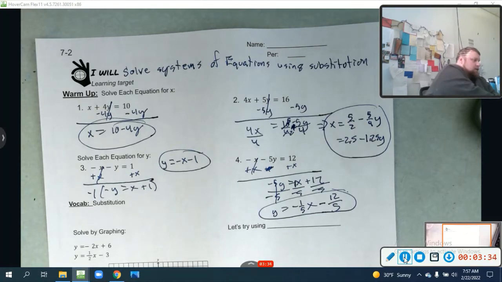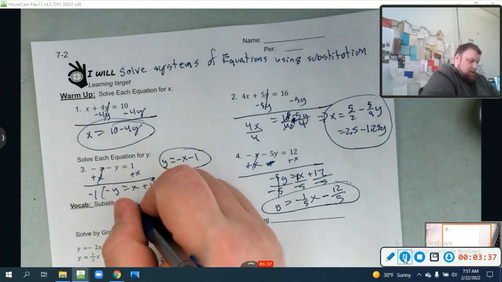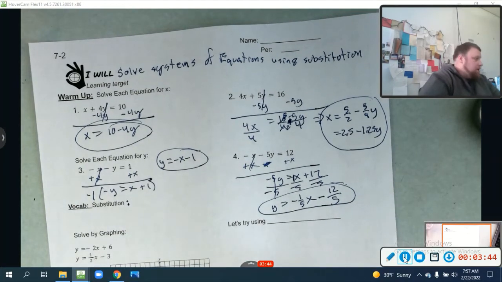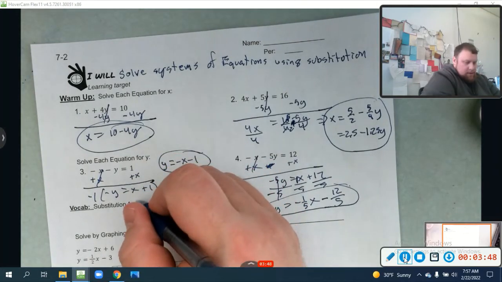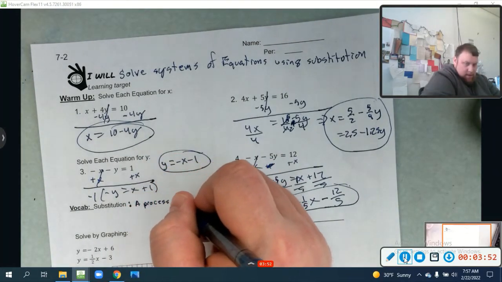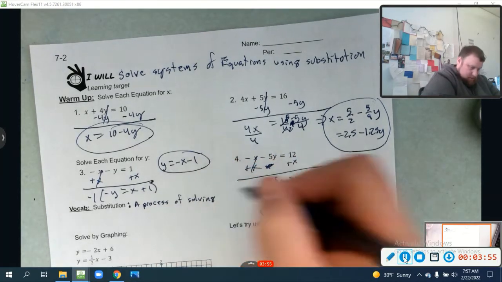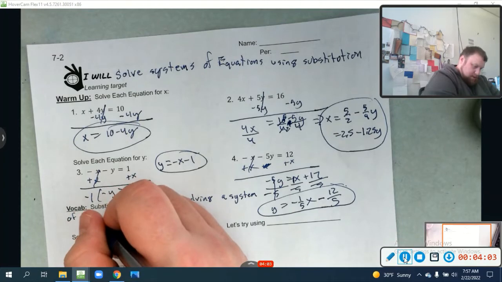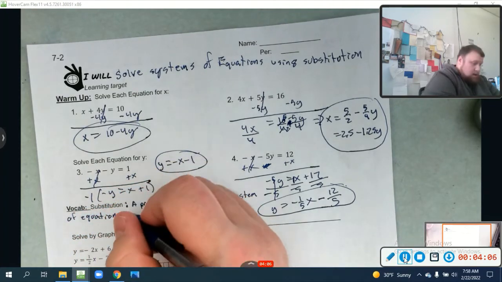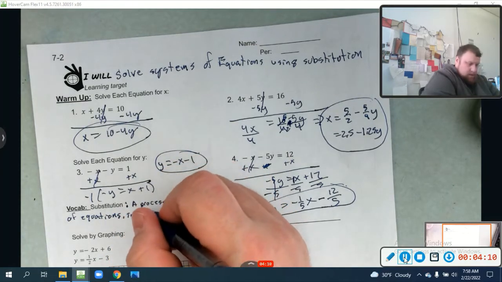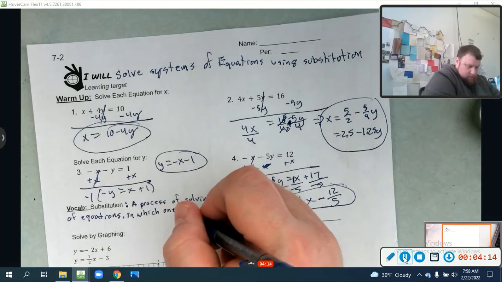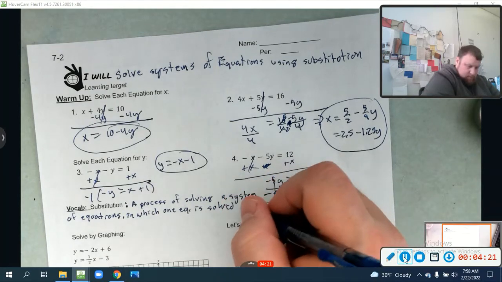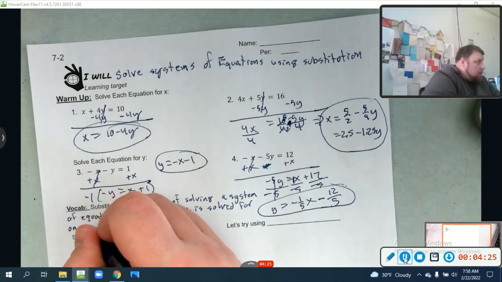Now we're going to go on to our vocab, which is substitution. And we see that substitution is, sorry, I have another screen I'm looking at over here for some definitions. A process of solving a system of equations in which one equation is solved for one variable in terms of the other.